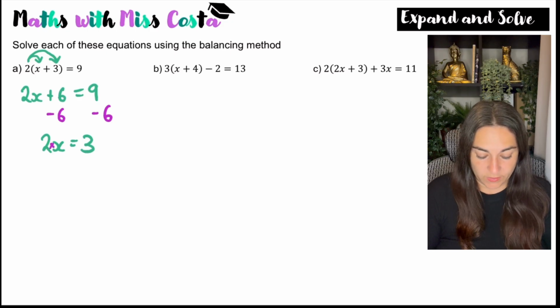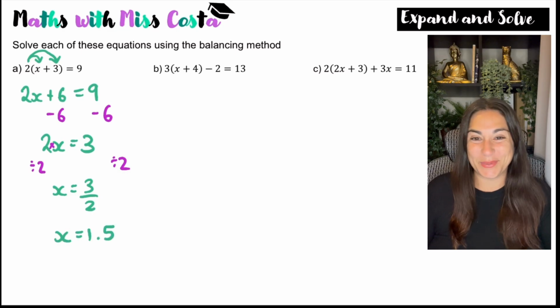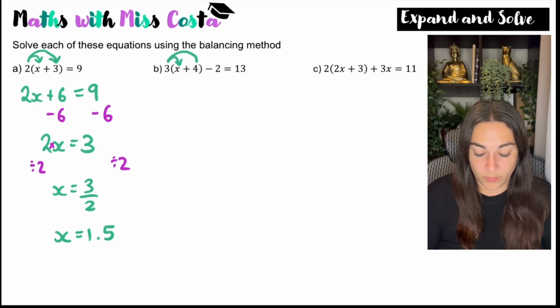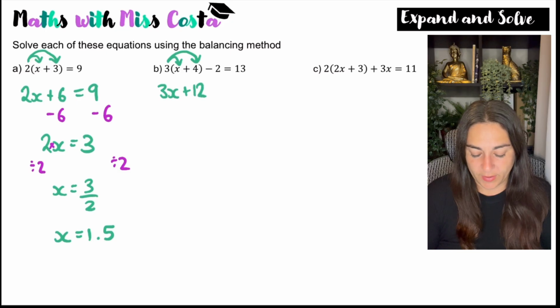And then what does 2x mean? It means 2 times by x. So I'm going to divide both sides by 2. So x is going to be 3 over 2, which is 1.5. The next one is a little bit trickier, but let's still do what we know that we can. So we know that we can expand the bracket out. So that would be 3x plus 12 minus 2 equals 13.